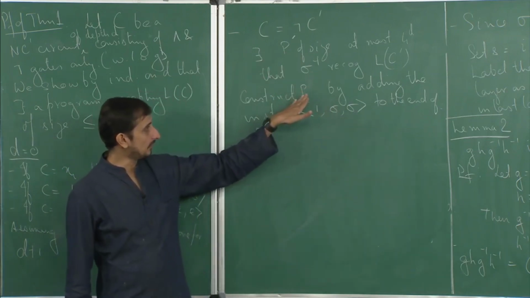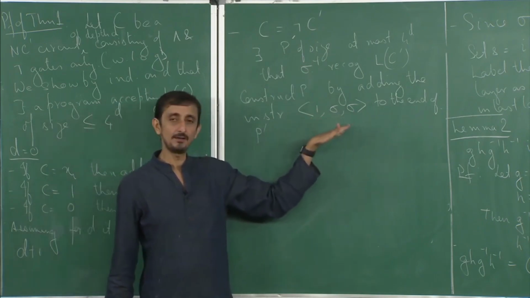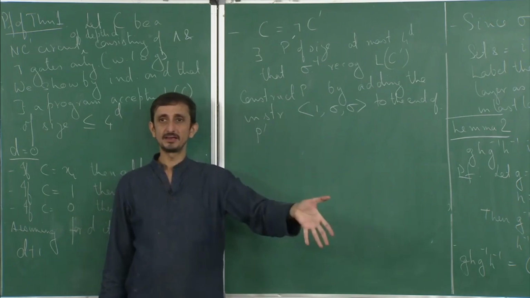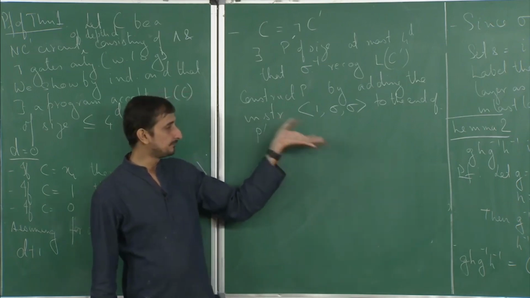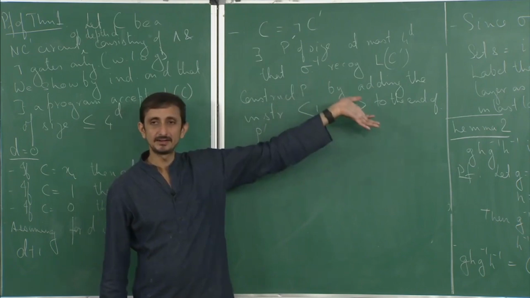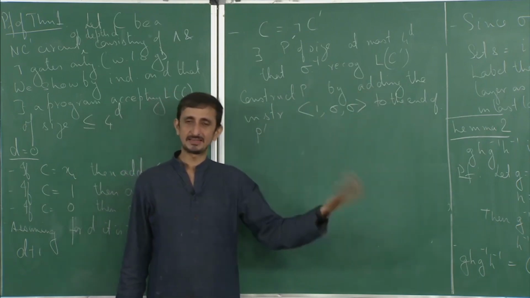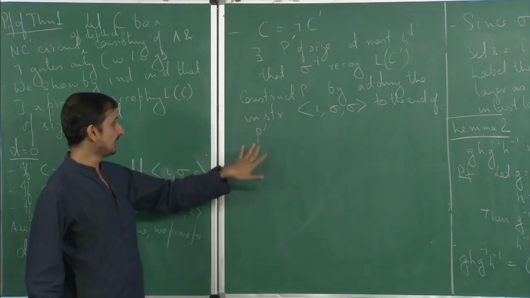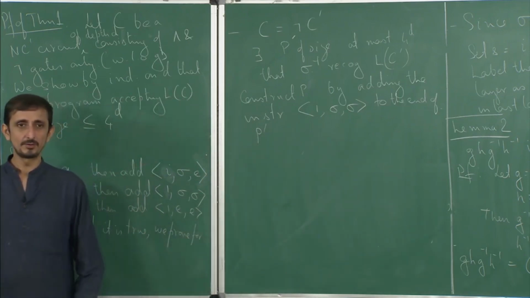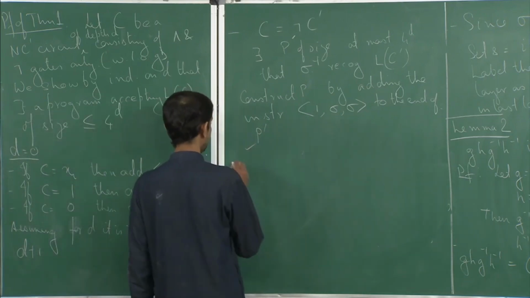Now if P prime was outputting sigma, this would output E. That is, if P prime was accepting an input, then P would reject it, and if P prime was outputting E, that is, it was rejecting, this would output sigma. So accept becomes reject and reject becomes accept, and the size increases by just 1. So it is bounded by 4 to the power d plus 1. This is the easy part.